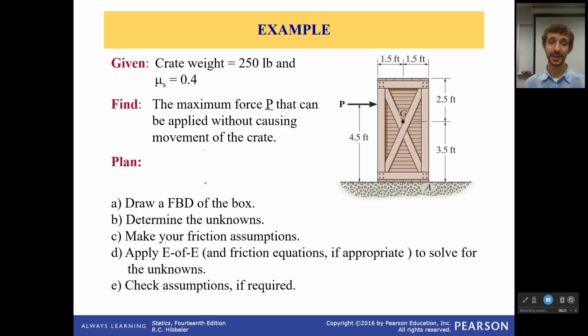I'm kidding. Here you go. So first off, draw a free body diagram of the box, determine your unknowns, make your assumptions, make sure they're good, and apply your equations of equilibrium to solve what you don't know. And check: X has to be somewhere inside of the box. Frictional force can't be more than the max frictional force. So if you assumed one and you were wrong, you'll see it there.